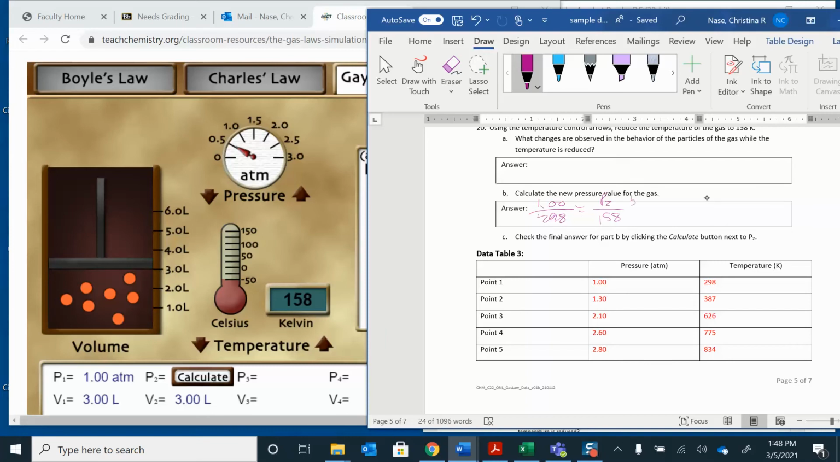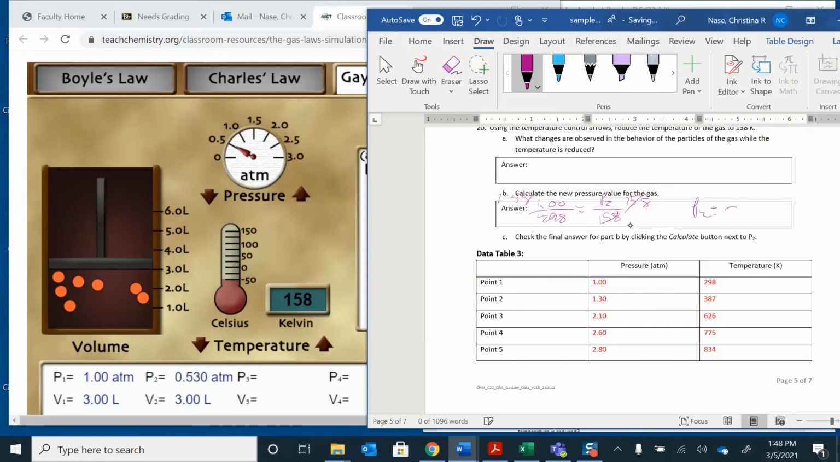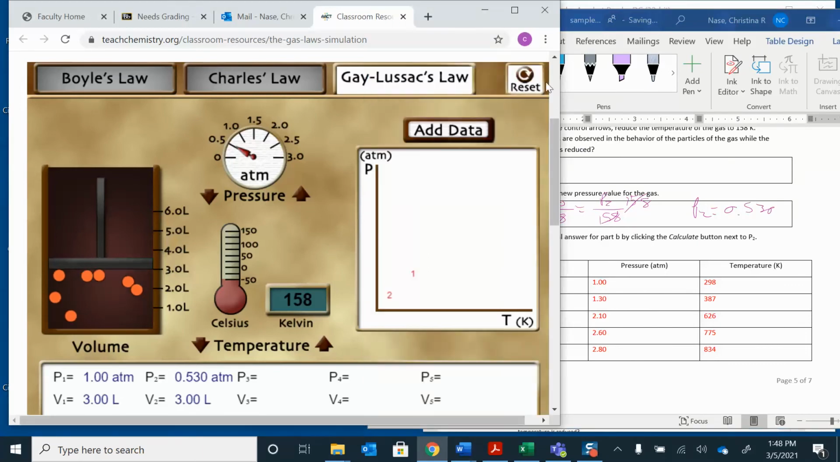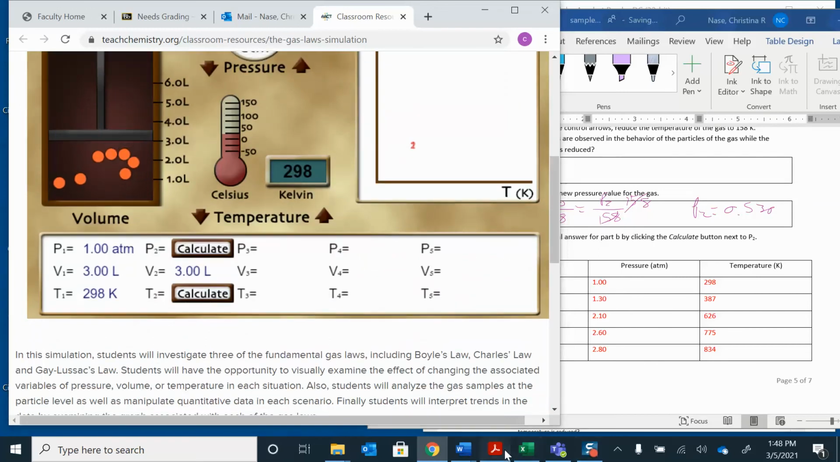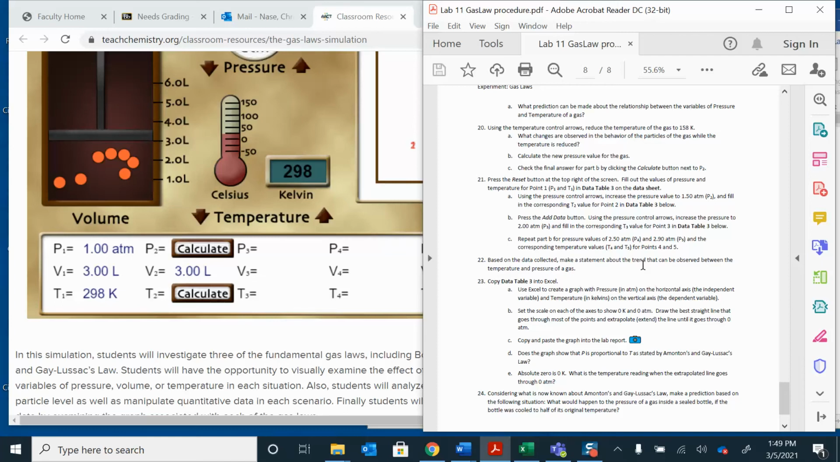So I'm going to multiply both sides by 158, and that should calculate my pressure, which I could also read right there on the pressure meter. So I got a P2 of 0.53. P2 equals 0.53. Now in this case, all right, so I'm going to reset, and now they give me 4 more. When you go to the procedure, it tells you which ones you have to do.